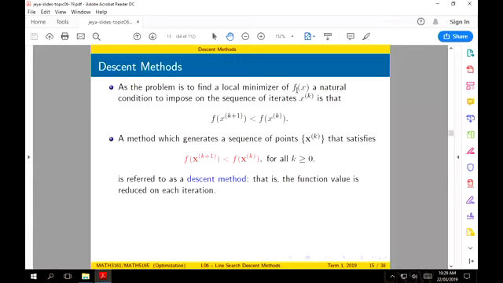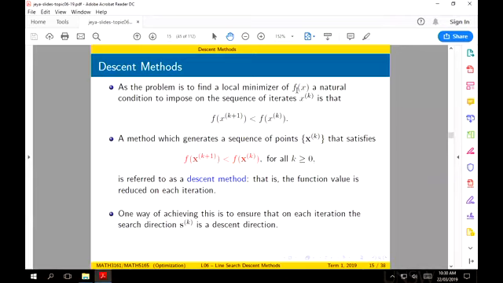Okay, that's an obvious restriction we need to have for a minimization problem. And so how do you guarantee that at the new point xk+1, the function value is smaller than f(xk)? A method which generates a sequence of points xk that satisfies this condition, f(xk+1) strictly less than f(xk) for every k, is referred to as a descent method. Function value decreases. The function value is reduced at each iteration. Most of the methods here are descent methods because they are minimizing the objective function. So one way of achieving this is to ensure that on each iteration, the search direction sk is a descent direction. Okay?